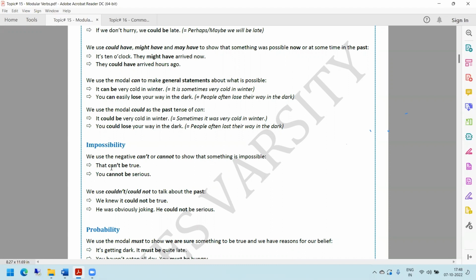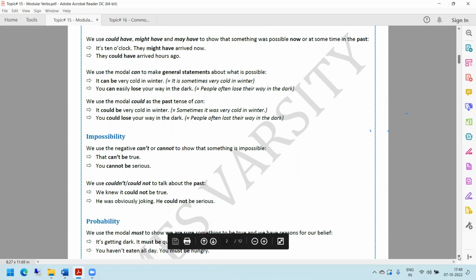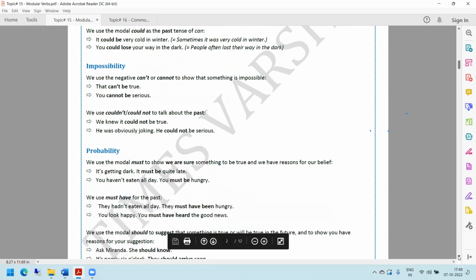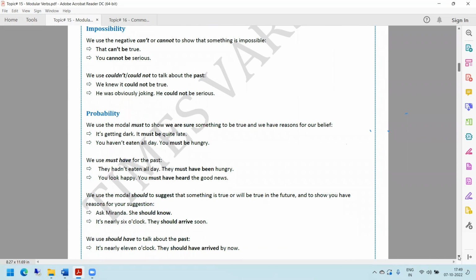This is the short form, this is the full form, to show that something is impossible. Like, that cannot be true. You cannot be serious. So we use couldn't, or could not, to talk about the past. The short form is couldn't, the long form is could not. So he knew it could not be true. Okay. He was obviously joking. He could not be serious. All right. So you see here the use of impossibility.